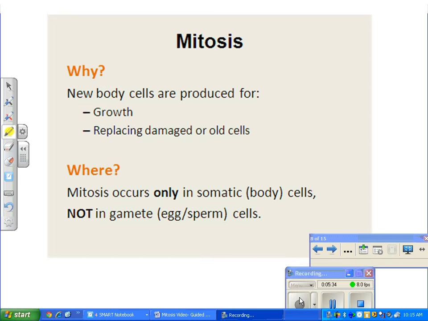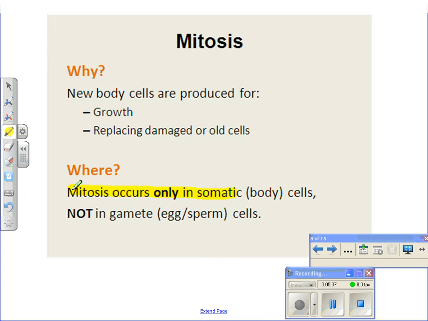So where is this actually happening? Well, mitosis occurs in only body cells. This is not the same as meiosis, so we're only in the body here. Not in gamete, egg, or sperm cells. That is different.